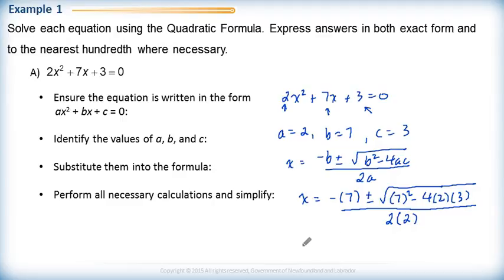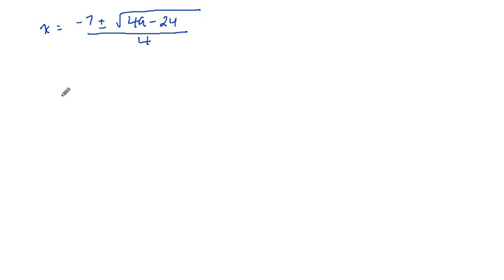Okay, so we now do our calculations. Negative 7 plus or minus 7 squared, that's 49, minus 4 times 2 is 8 times 3 is 24, all over 4. So bringing that over to a new slide, we now have x equals negative 7 plus or minus the square root of 25 all over 4. That's negative 7 plus or minus 5 all over 4.